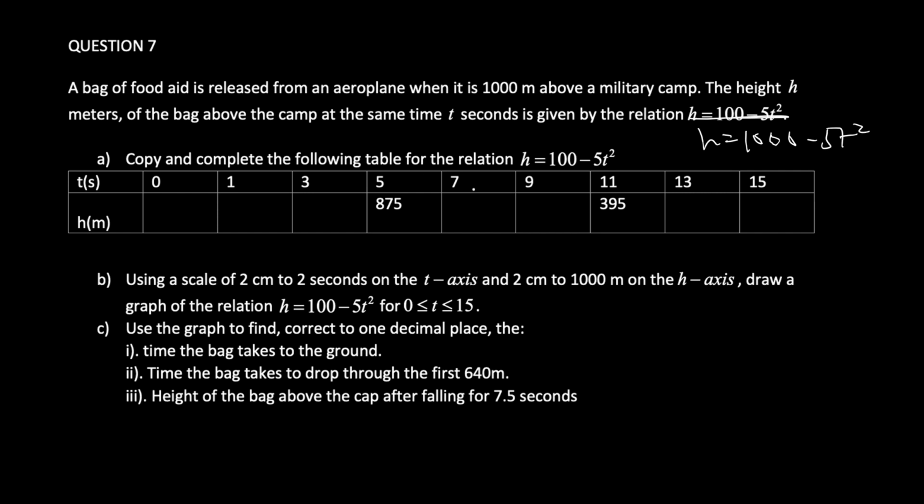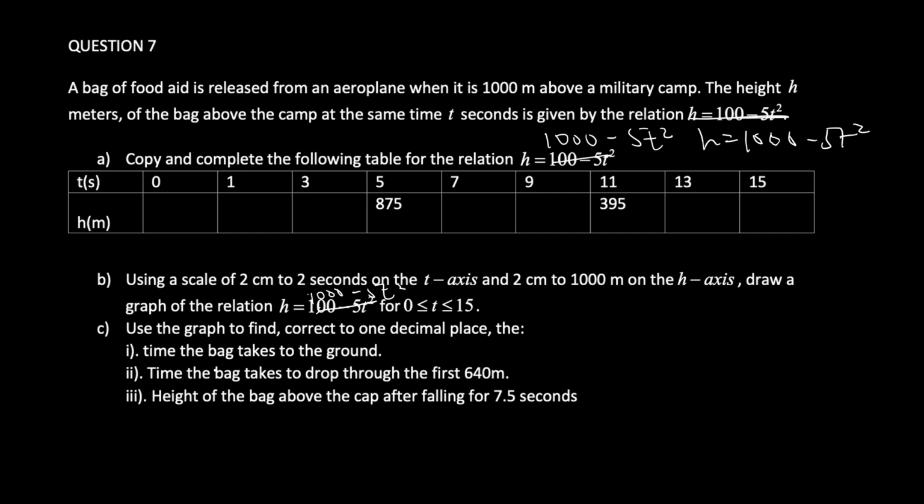A. Copy and complete the following table for the relation h is equal to 1,000 minus 5t squared. B. Using a scale of 2 centimeters to 2 seconds on the t-axis and 2 centimeters to 1,000 meters on the h-axis, draw a graph of the relation h is equal to 1,000 minus 5t squared for t between 0 and 15.